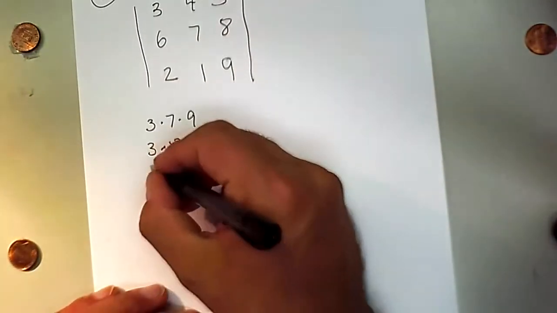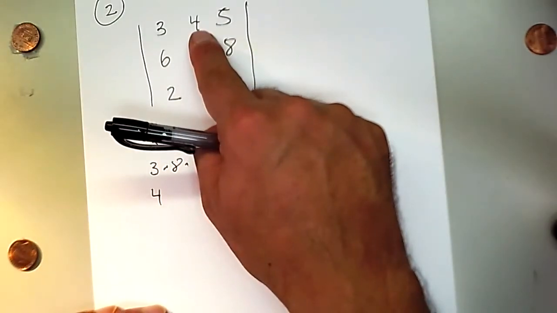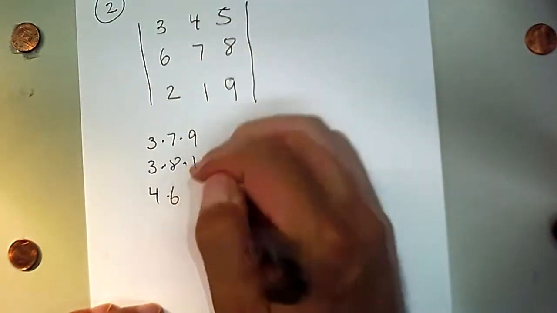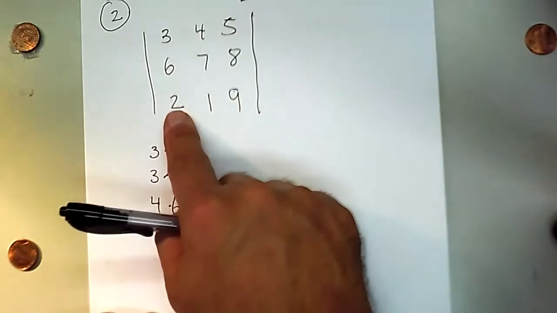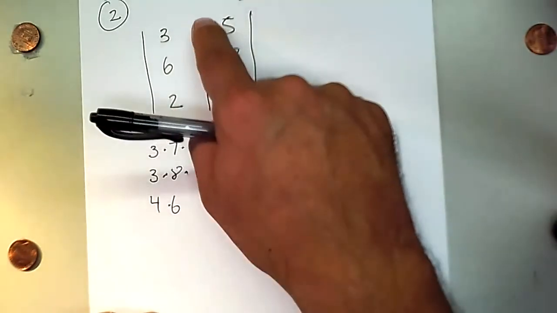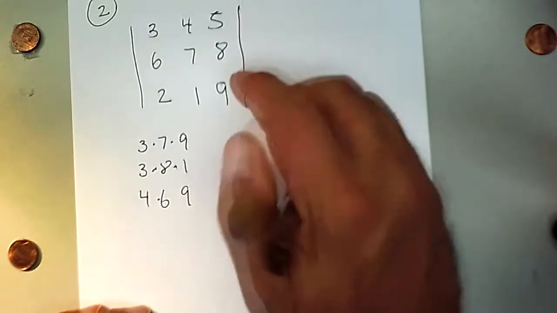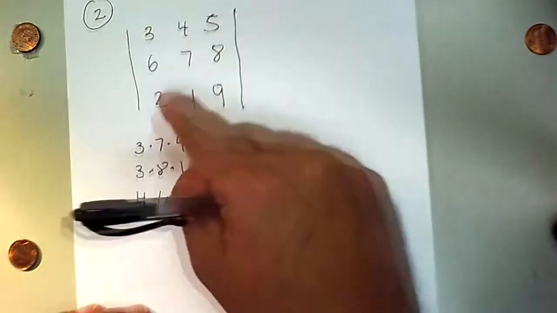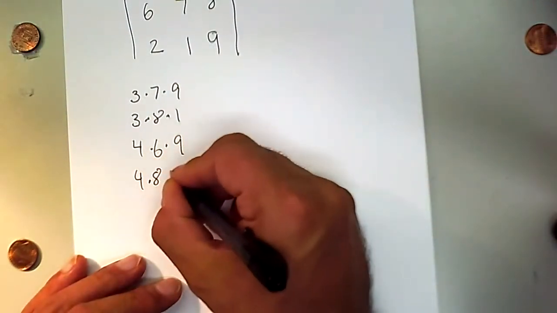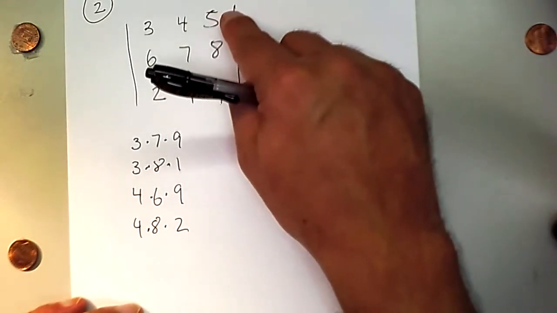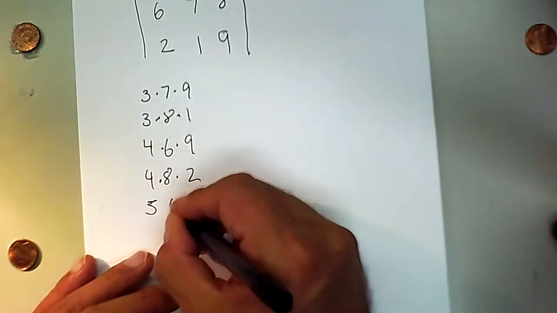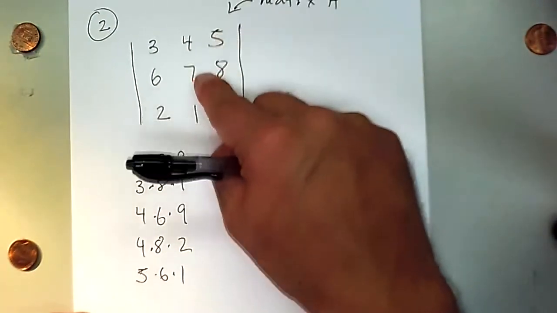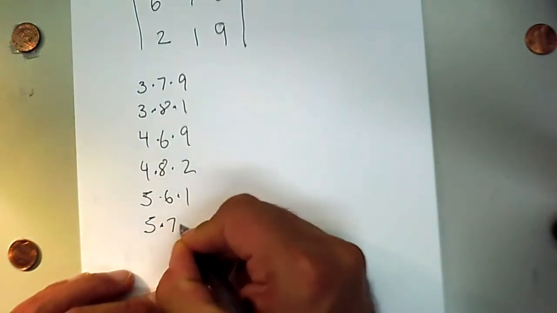If we start with 4, that's fine. Then I cannot use that row or that column of the 4 anymore. 6. I cannot use that row or that column. So the only thing left is the 9. 4, 6, 9. And we're multiplying those numbers together. Or we could do 4, 8, 2, times 8 times 2. Or we can do 5, 6, 1. Or 5, 1, 2. No, rather 5, 7, 2. Okay.